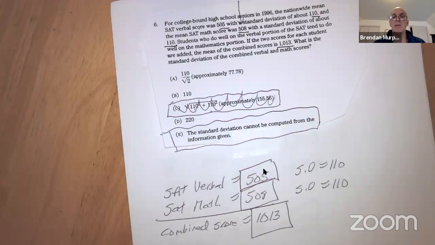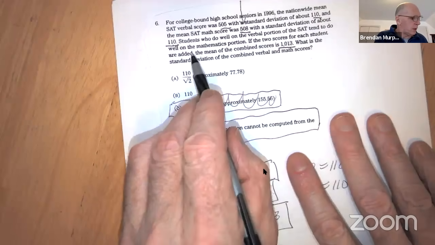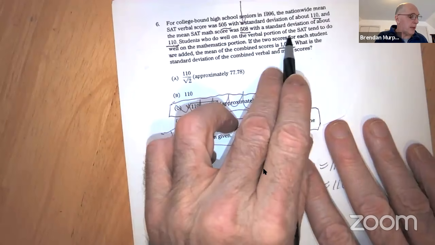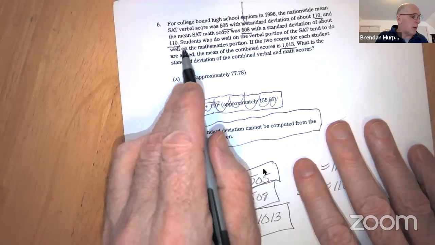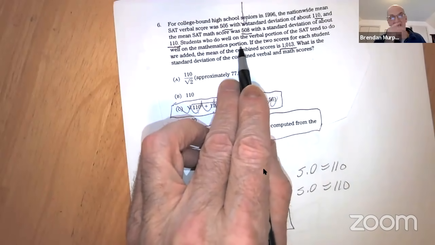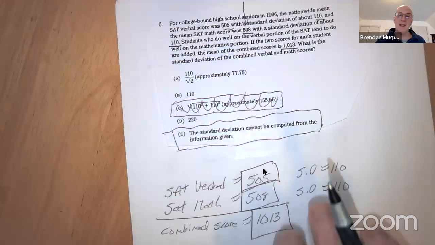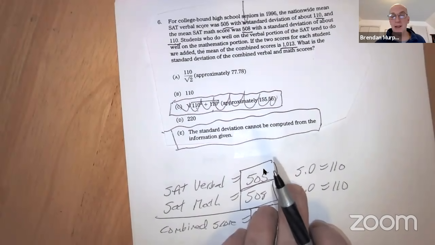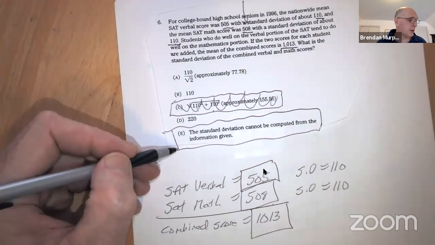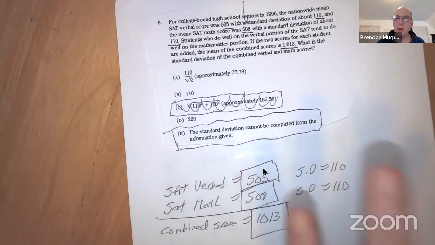Yep, that's a true statement. Assuming my events are independent. And I always stress that. I really, really stress that. Well, if we go back to that sentence, students who do well on the verbal portion of the SAT tend to do well on the mathematics portion. I think that sentence right there is basically saying that those two events are not independent. And so that's why the answer is E, and super, super important.